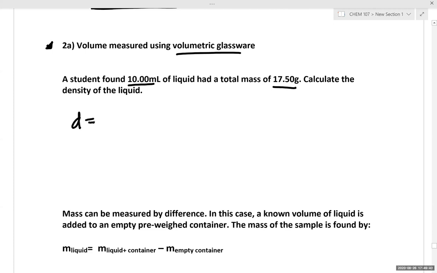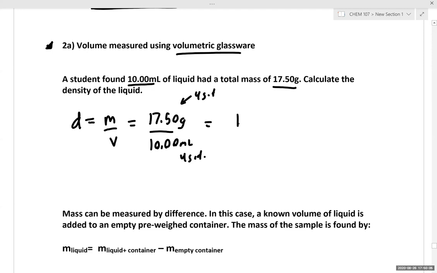Well, we can calculate the density by taking the mass over the volume. Note, this is a division operation, so we follow the significant figure rules for division. So we have 17.50 over 10.00. Both of our numbers have 4 sig figs. So as a result, our final answer needs to have 4 sig figs. That gives us 1.750 grams per milliliter for our density. Does this example make sense to everyone?